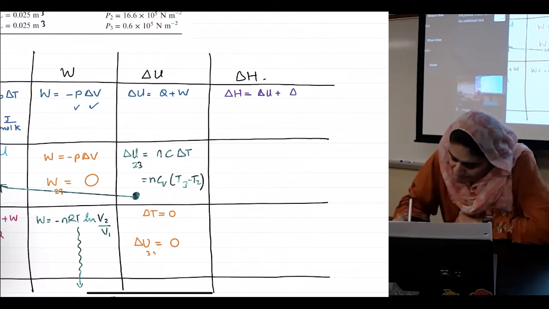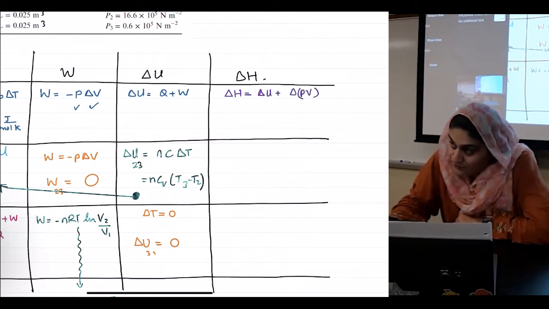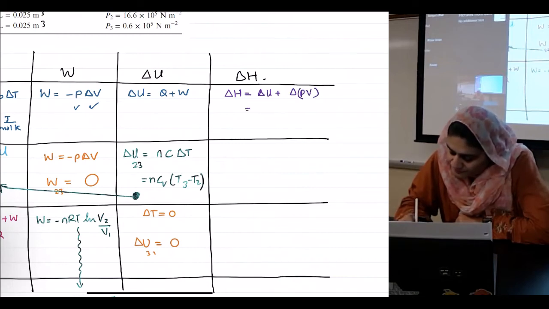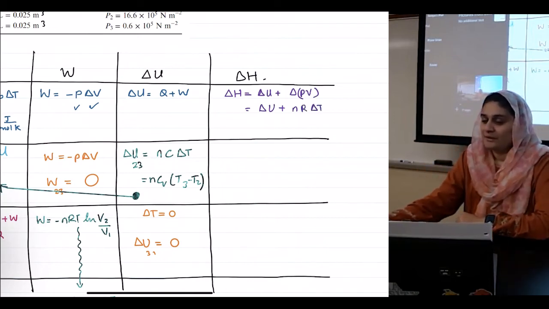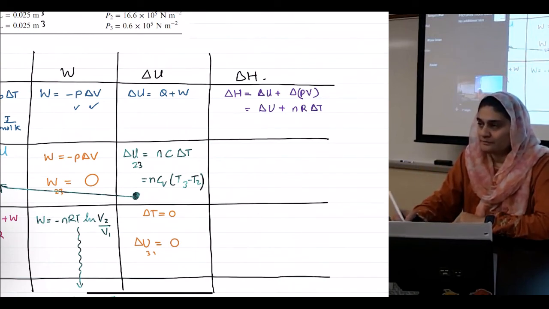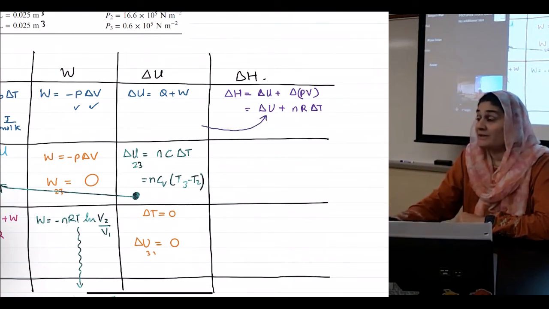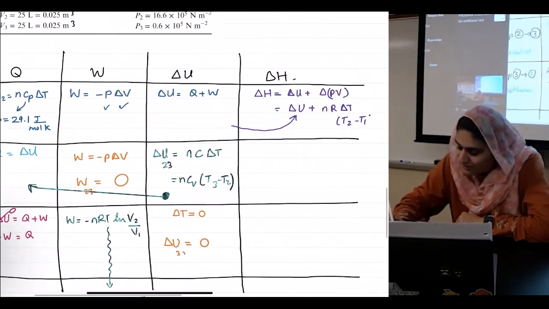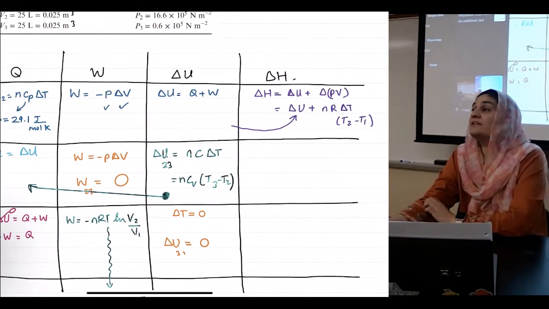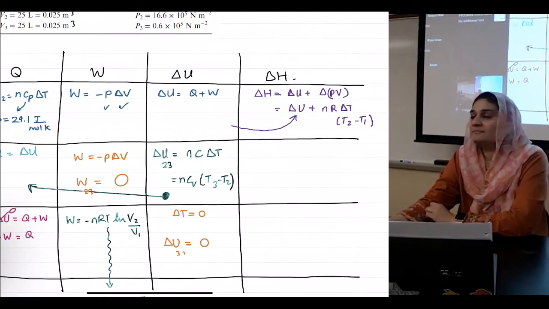Yep. And we are using ideal gas, so what should we do with delta PV? nR delta T. Woohoo! So we have solved for delta U. Yes? Plug this value in here. N is a constant, R is a constant. Delta T in this case will be T2 minus T1. Solve for T2, solve for T1, plug them in.